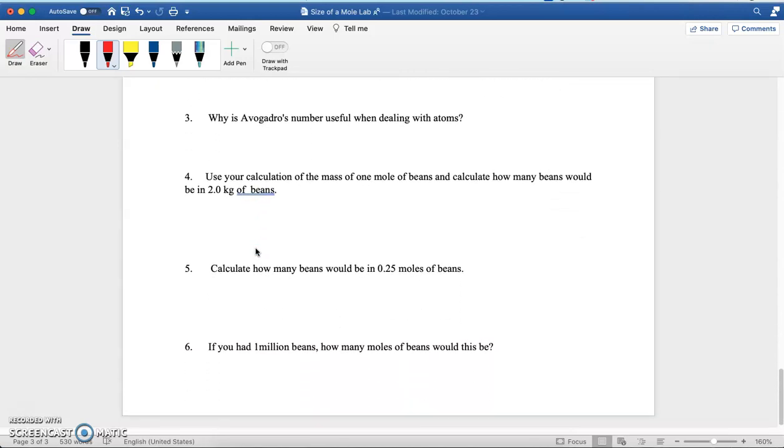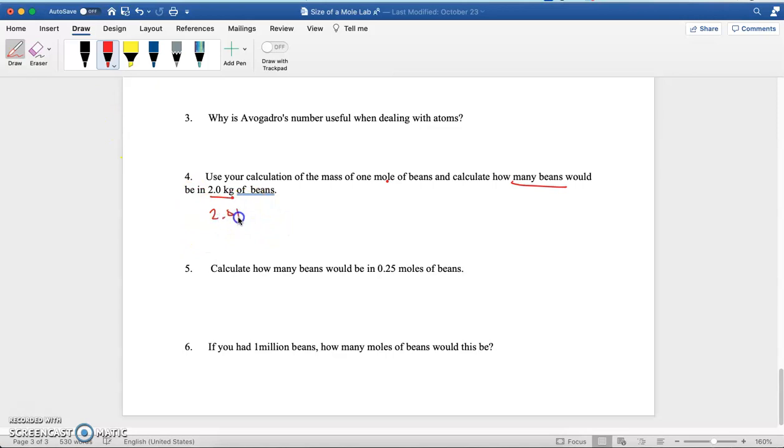Okay, numbers 4, 5, and 6. I'm going to walk you through these. You just copy this down, and I'll explain it. Listen as I go here. So it says, use your calculation to calculate how many beans would be in 2 kilograms of beans. Now you could just take 2 kilograms, convert it to grams, and use your mass of 1 bean, but it says using your mass of 1 mole of beans. So we'll follow the directions.